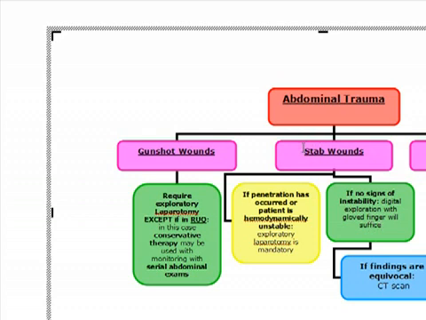Okay? So in stab wounds, what are we going to do? We're going to once again look at our hemodynamic stability. If they're hemodynamically unstable, exploratory laparotomy. If there's no signs of instability, digital exploration with gloved finger will suffice, all right? And if findings are equivocal, we go to the CT.